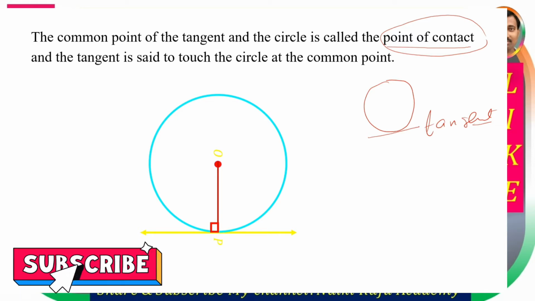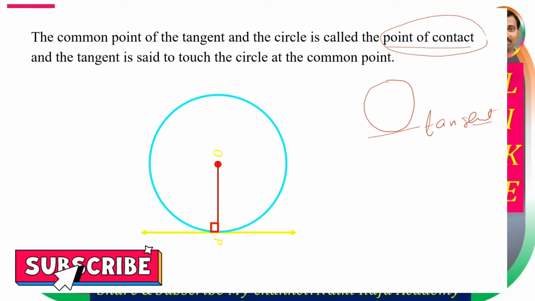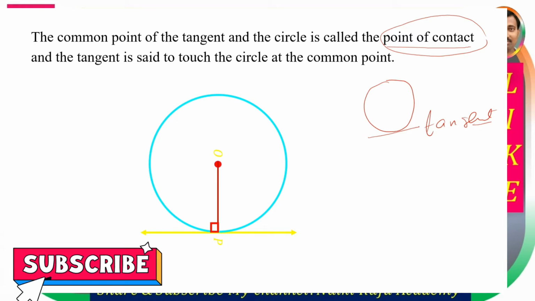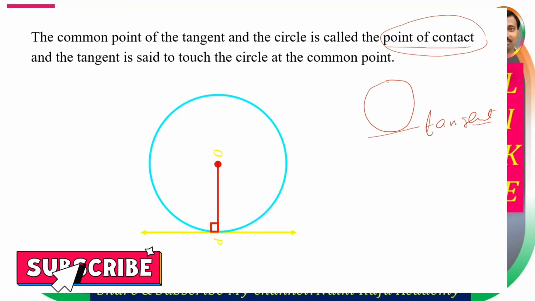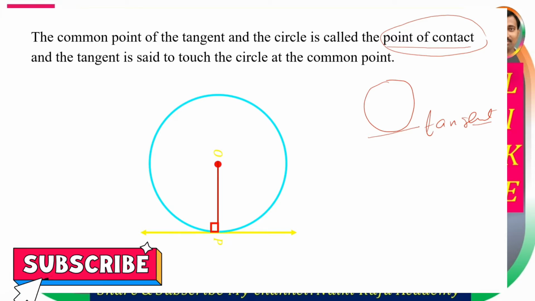Next, the line joining the point of contact to the center is the radius. The radius is perpendicular to the tangent. The radius and tangent are perpendicular at the point of contact. This concept is used in the problem solutions.